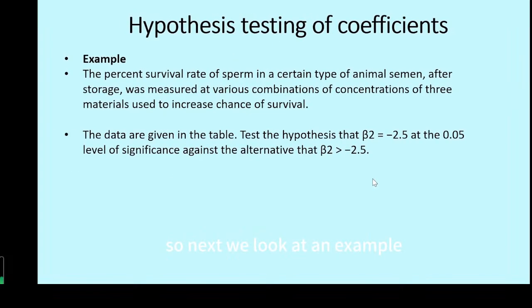So next we look at an example. The percent survival rate of sperm in a certain type of animal, salmon, after storage was measured at various combinations of concentration with the material used to increase chance of survival. And the data is shown in the table on the next page. And the question is, we want to test beta 2 equals minus 2.5 at 0.05 level of significance against the alternative hypothesis that beta 2 is larger than this value.